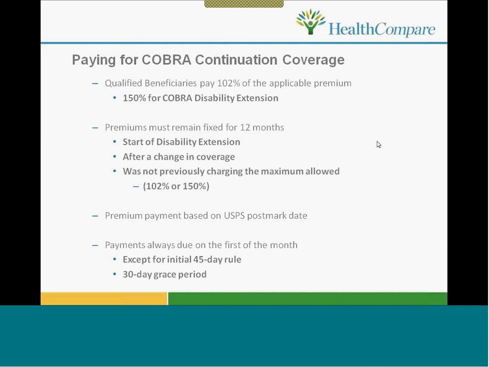When it comes to paying premiums for COBRA, that goes by the U.S. postmark date as to whether or not the premium is timely. It has to go through the post office and have a cancellation on it for us to consider it paid. And for COBRA purposes, payments are always due on the first of each month, except for the 45-day rule I told you about, where once they sign their election, they have 45 days to make their initial payment and bring their accounts up to date. But under no circumstances after that, payments are due on the first of each month, and there's a 30-day grace period, and that's why we bill in arrears.